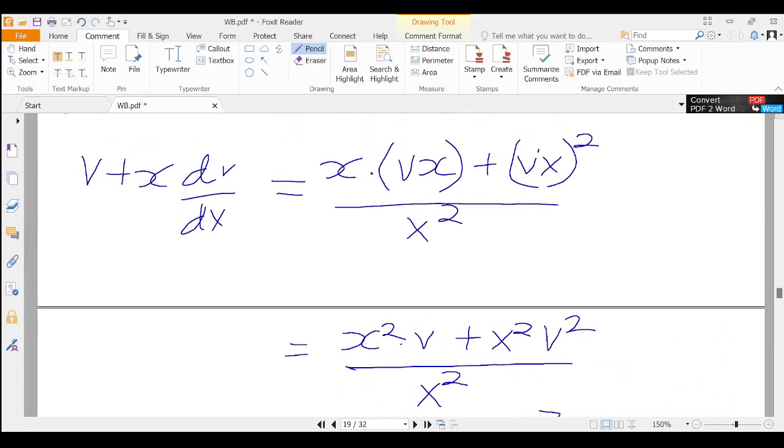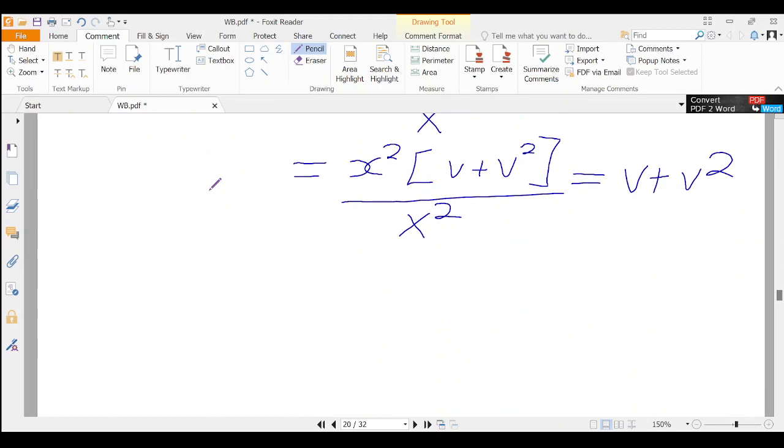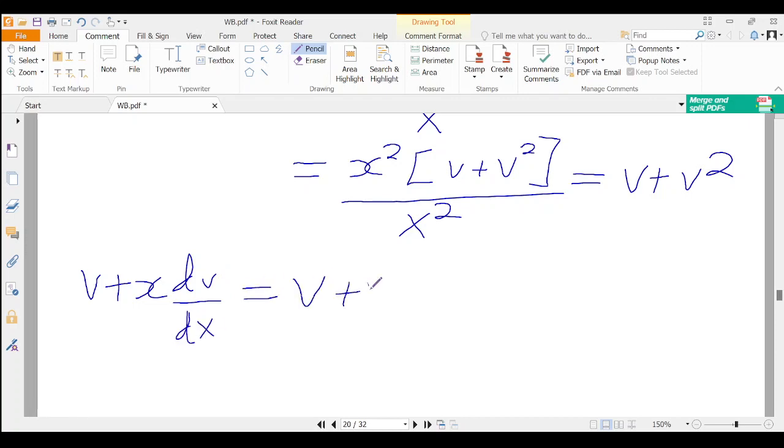And what was the left-hand side? The left-hand side was v plus x dv/dx. So that means that we have v plus x dv/dx being equal to v plus v squared.